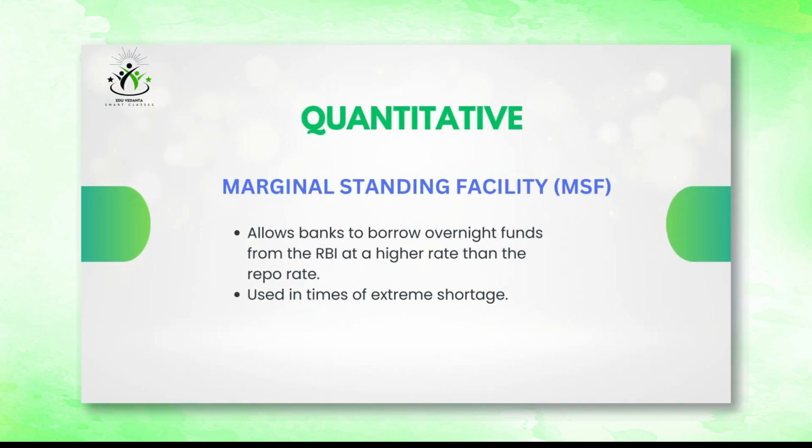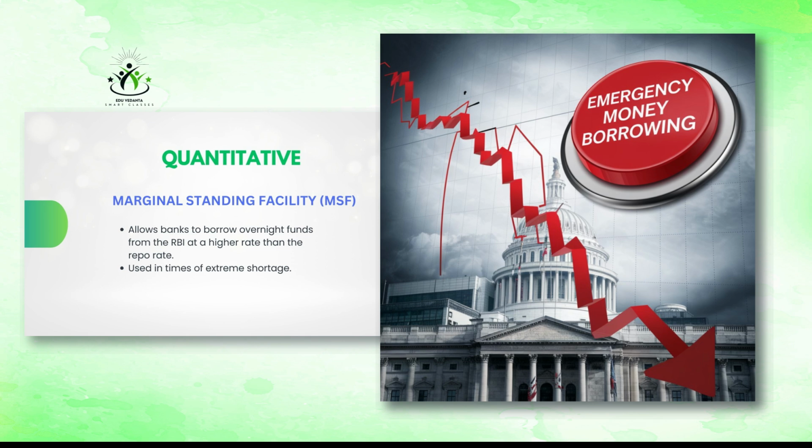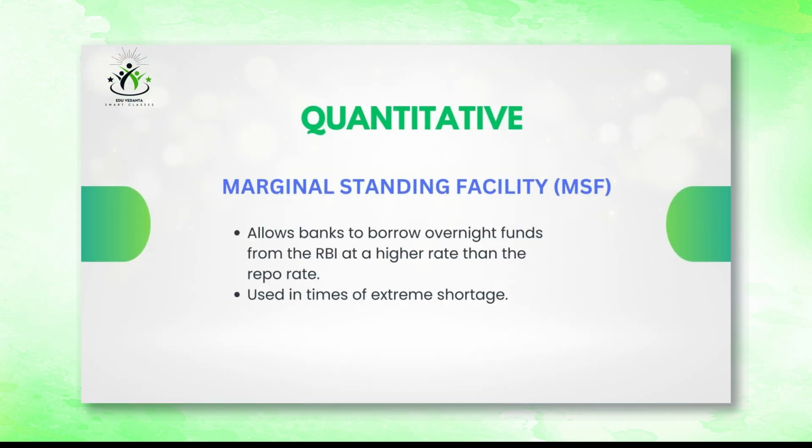Marginal standing facility. During emergencies, banks can borrow funds overnight from the RBI through the marginal standing facility at a rate higher than the repo rate. This ensures liquidity during extreme shortages.